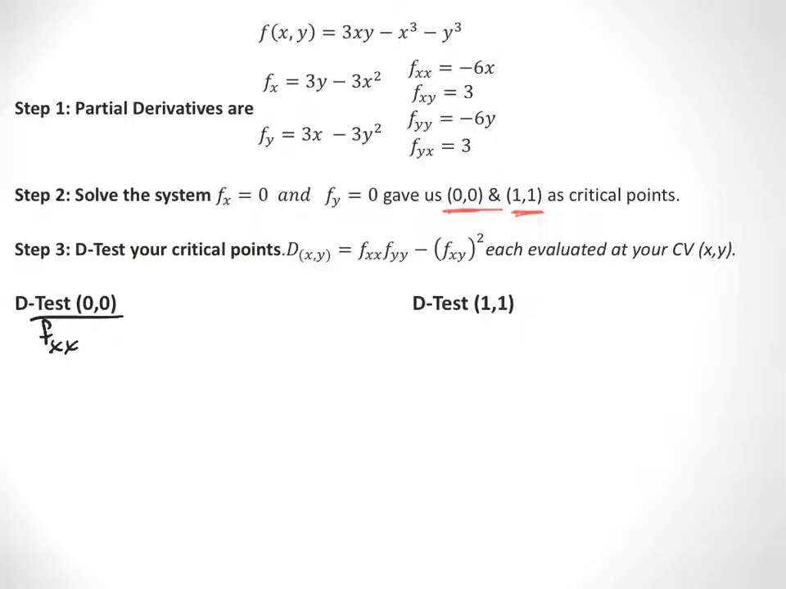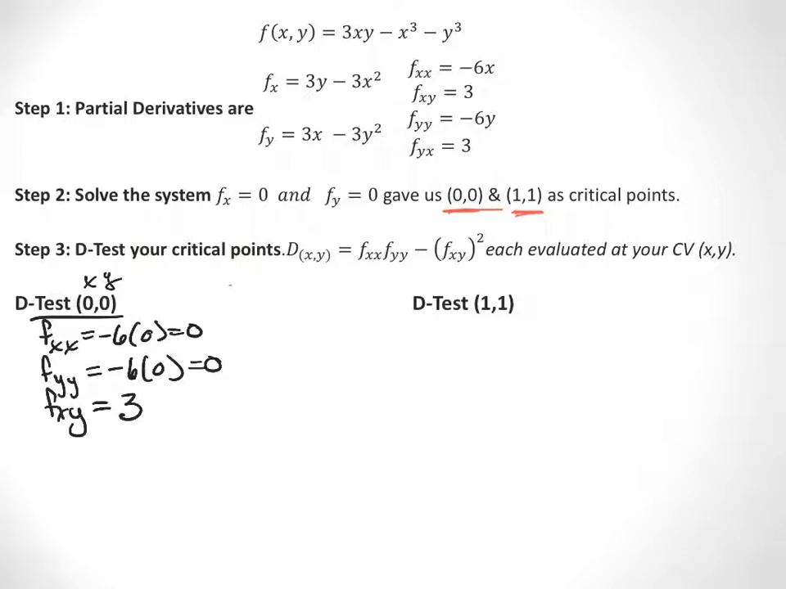f sub xx is equal to negative 6x. So negative 6 times x, and x is 0 here, because this is x, this is y. So we get 0. f sub yy is negative 6y. y is 0, so we get a 0. f sub xy is 3.